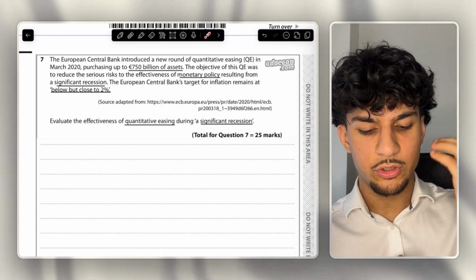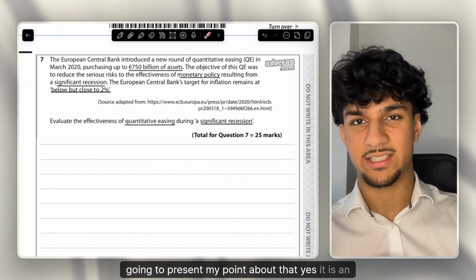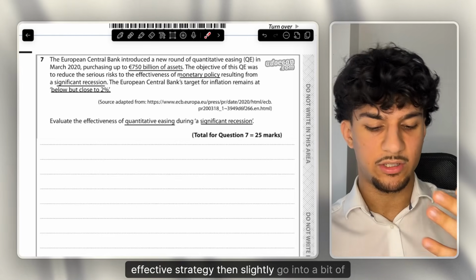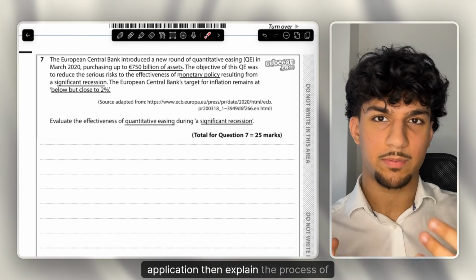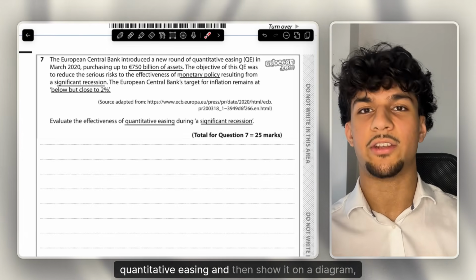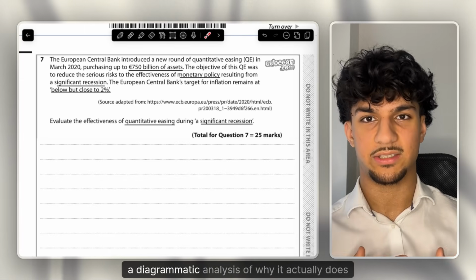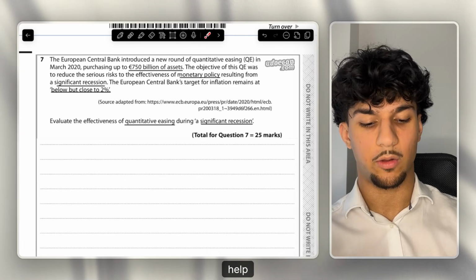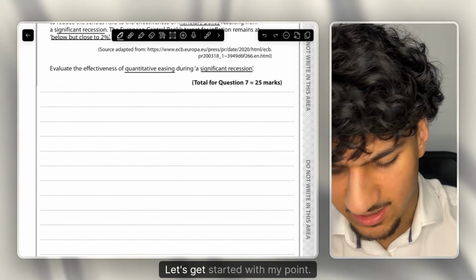So I'm going to present my point about that. Yes, it is an effective strategy, then slightly go into a bit of application, then explain the process of quantitative easing, and then show it on a diagram, a diagrammatic analysis of why it actually does help alleviate a recession. Let's get started with my point.